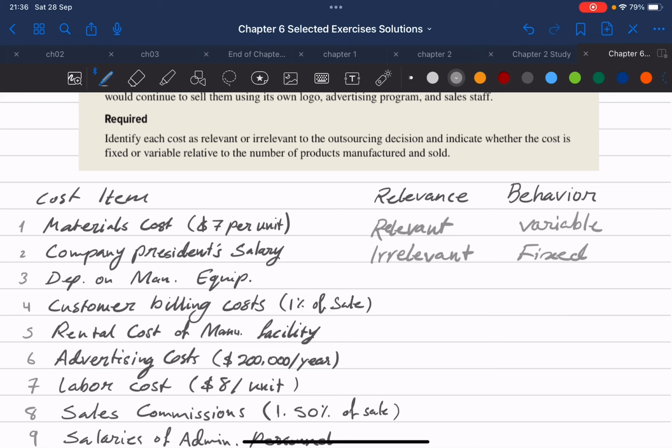Next one, depreciation on manufacturing equipment. The manufacturing equipment, whether they use them or they don't use them, they're still going to depreciate the same, right? So for the purpose of this decision, whether to produce in-house or outsource, this piece of cost item right here is irrelevant.